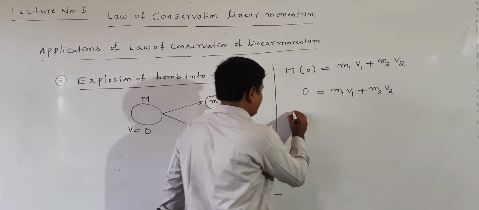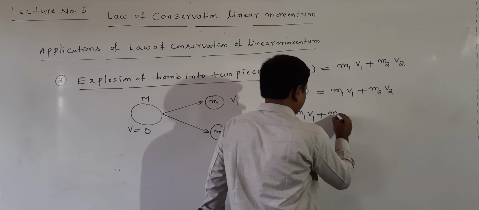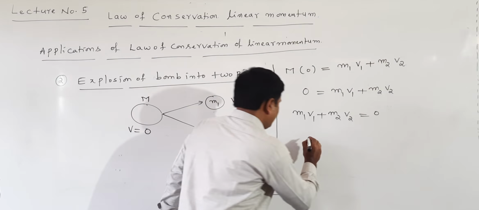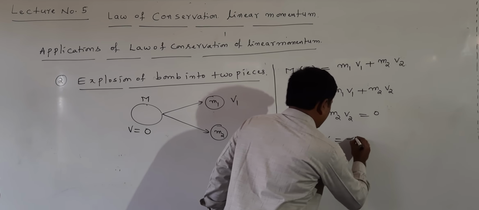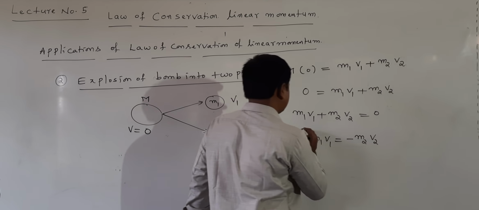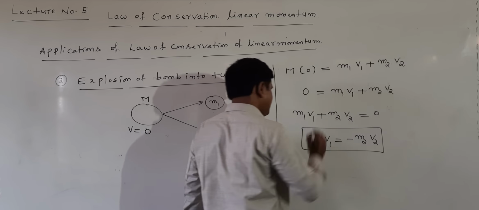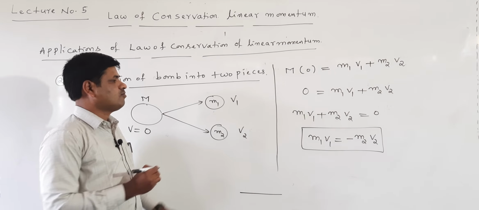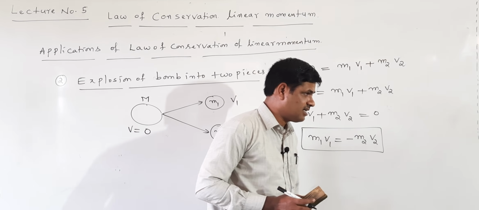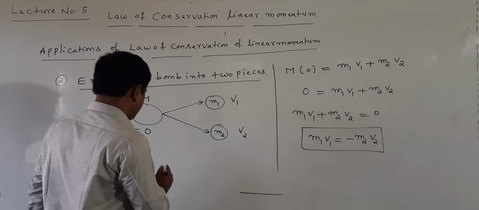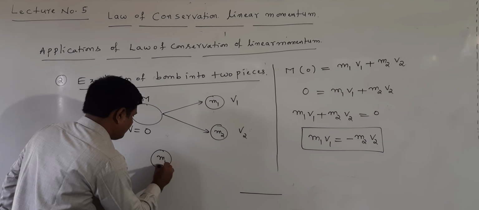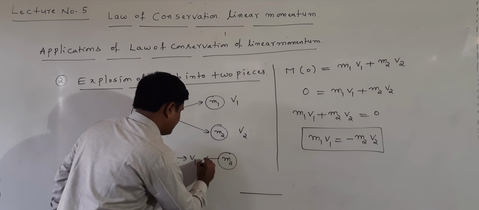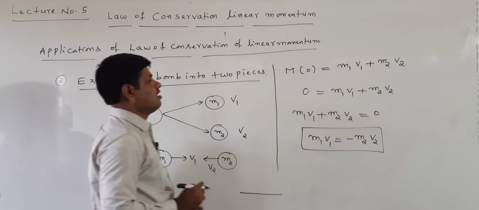From this, I write m1 v1 plus m2 v2 is equal to 0. So m1 v1 is equal to minus m2 v2. What is the meaning of this? After the expulsion, these two pieces move in opposite directions. The negative sign indicates that both move in the opposite direction. Suppose this is m1 moving in this direction, then m2 is moving in the opposite direction.